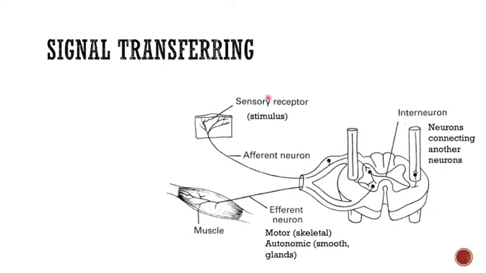Now, what happens if the signal is going the other way? It's coming from a sensor. It's coming from a receptor somewhere in our body, for example, our skin, our eyes. These neurons that transfer signals from the peripheral nervous system to the central nervous system are called afferent neurons, and the pathway is called the afferent pathway. So it moves from the peripheral nervous system into the central nervous system.